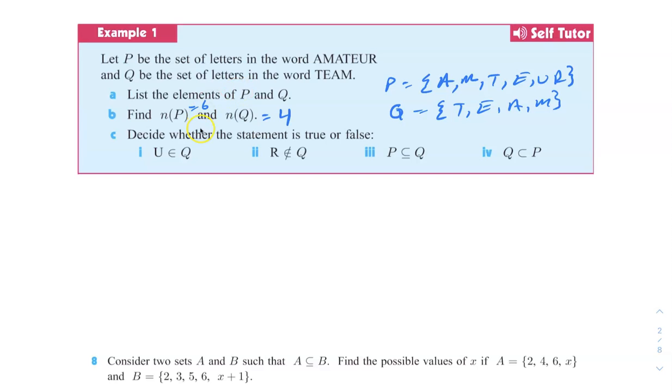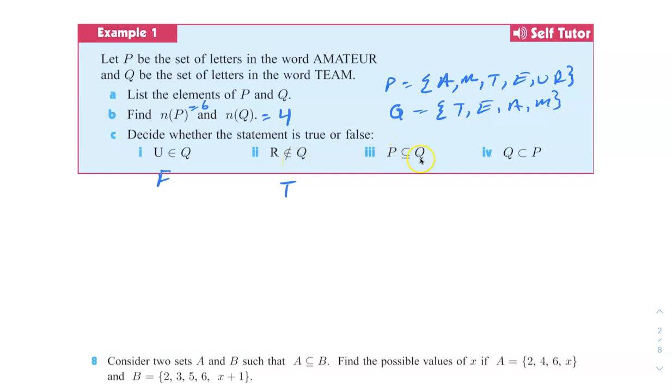Okay. Decide whether each statement is true or false. Is U in Q? Well, here's my Q. No, U's not. You don't use U to spell team, so false. R is not an element of Q. So here's my Q, T-A-M. R is not an element. That is true.